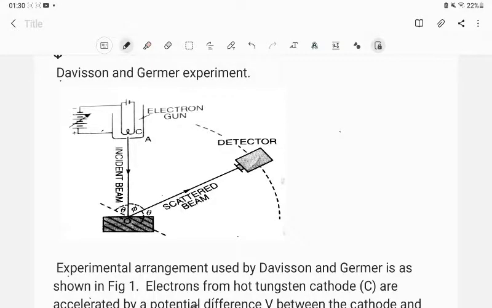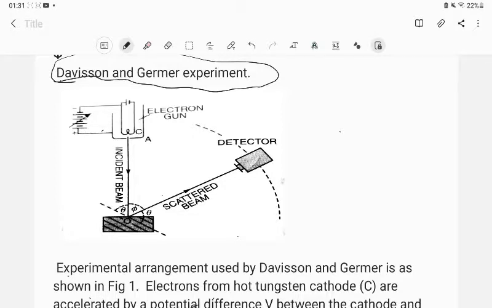Good morning. Today our topic is the Davisson and Germer experiment. In our previous class, we studied that according to De Broglie, even matter shows wave nature. The wave nature of the material particle as predicted by De Broglie was confirmed by Davisson and Germer through this experiment.